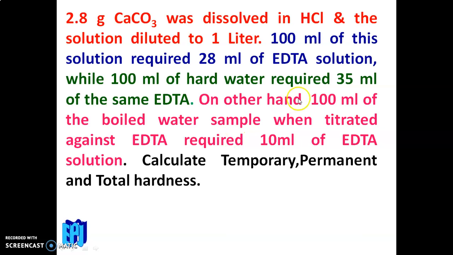On the other hand, 100 ml of boiled water. We know the importance of boiled water, because boiling hard water removes all the temporary hardness. So this sentence provides information about permanent hardness. That is, on the other hand, 100 ml of the boiled water sample when titrated against EDTA required 10 ml of EDTA. Calculate temporary, permanent and total hardness.